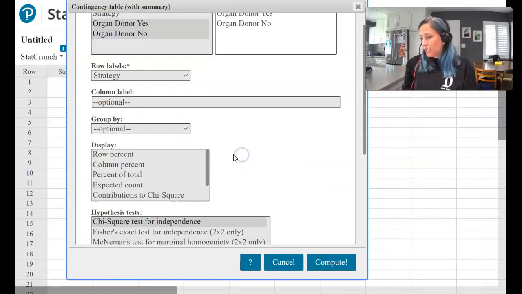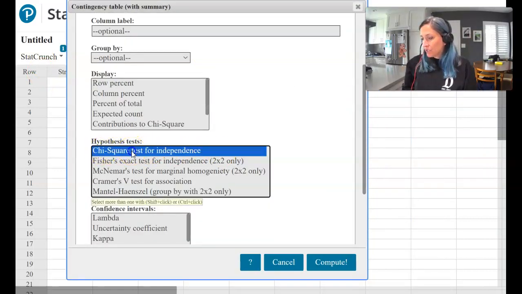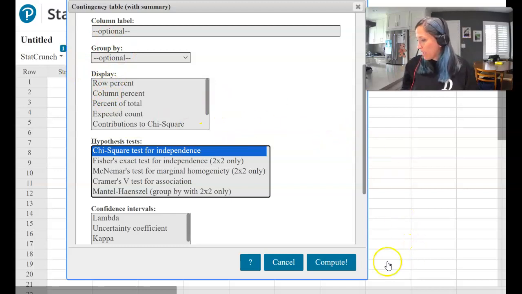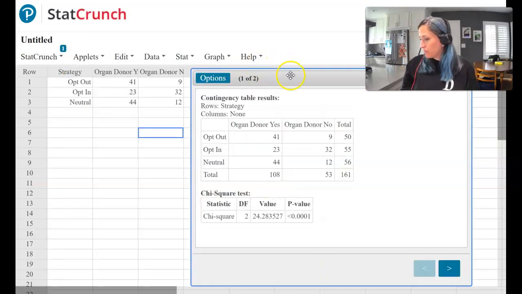But you can see here, I have the option. It says, do you want to do a chi-square test for independence? It's not what we're doing. We're doing a chi-square test for homogeneity, but the mechanics are identical. It's just the hypotheses that change. So we're going to go ahead and say that's cool, do that, and compute.